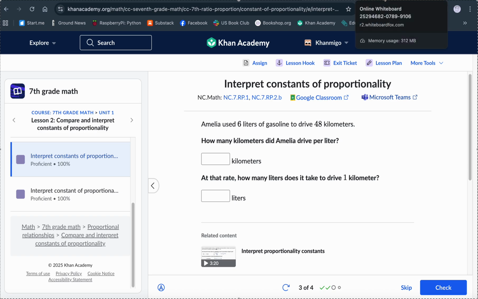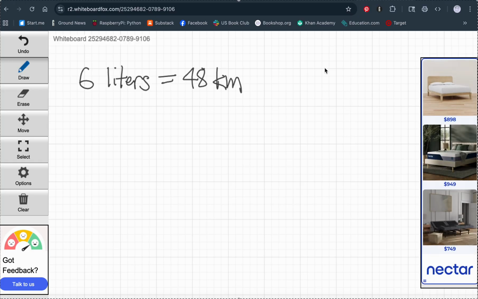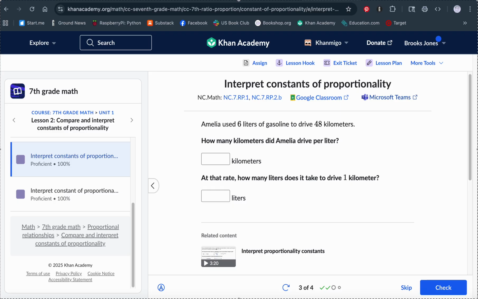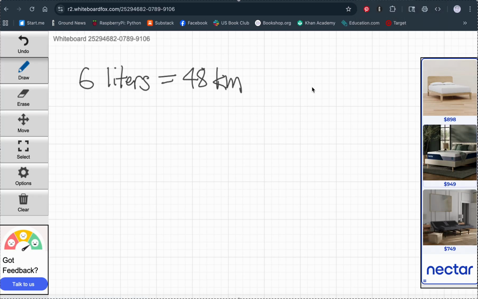So 6 liters of gasoline for 48 kilometers. The question there was, how many kilometers did she drive per liter? So if we're going to try to make liters 1, we want to get to 1 liter.